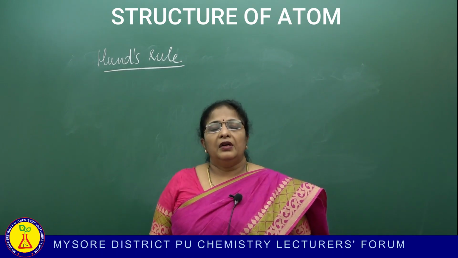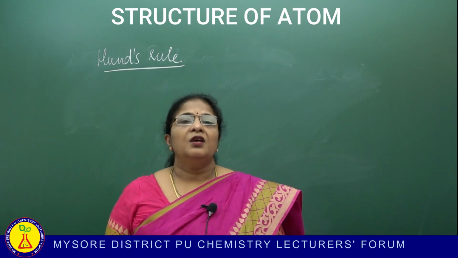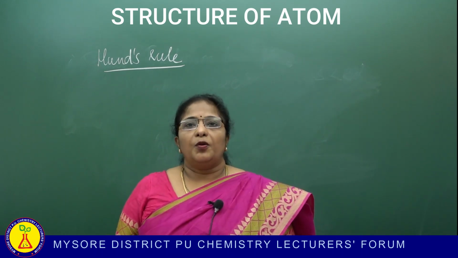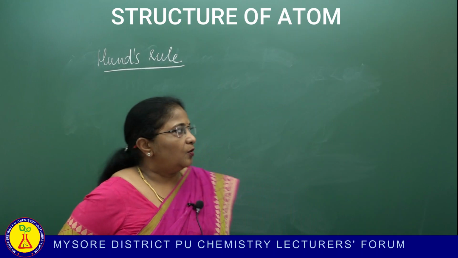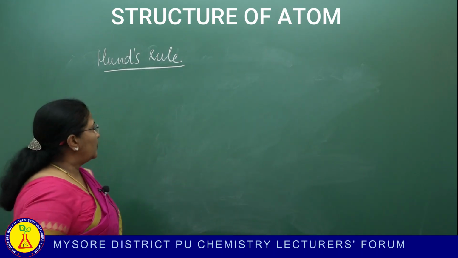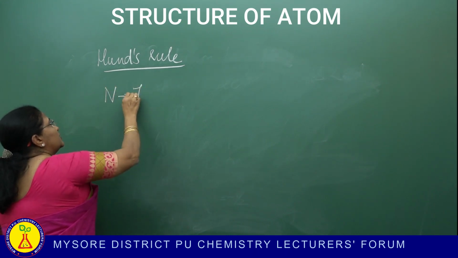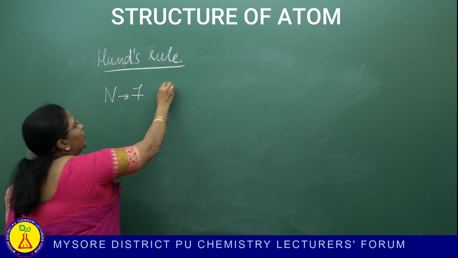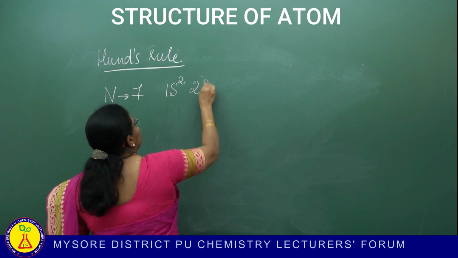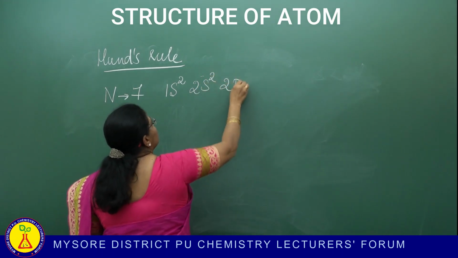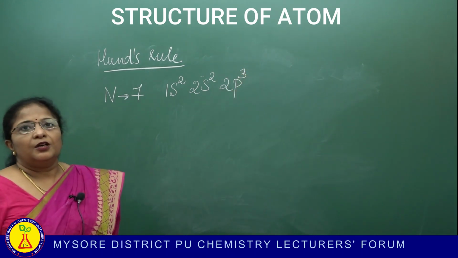When you have a set of degenerate orbitals, the electrons will occupy the orbitals singly before pairing can take place. Now how do we explain this? Suppose I take a nitrogen atom. The atomic number of nitrogen is 7. Hence the electronic configuration, when I write it, will be 1s2, 2s2, and then 2p3.